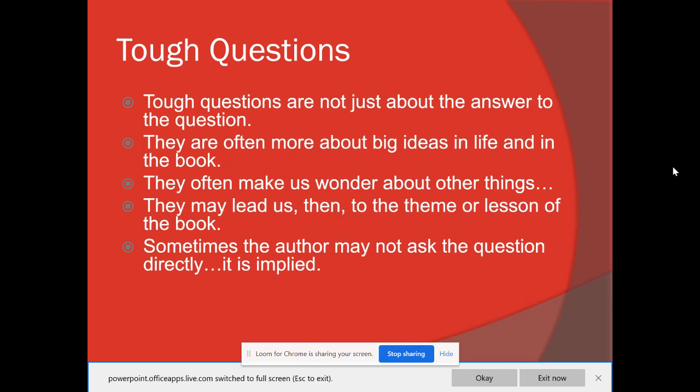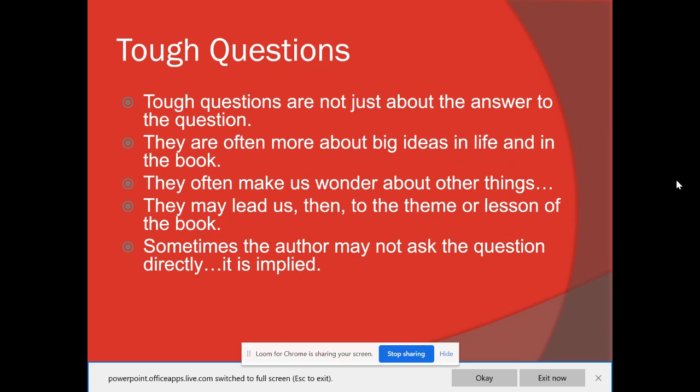So tough questions are not just about the answer to a question. Some people ask, why are we here? Like on Earth, why are we here? Well, that can't be answered by every single person in a unified way. Not everyone's going to give you the same answer, and these tough questions are not meant to be answered lickety split. But they are often more about big ideas and universal ideas, and they often make you wonder about other things.